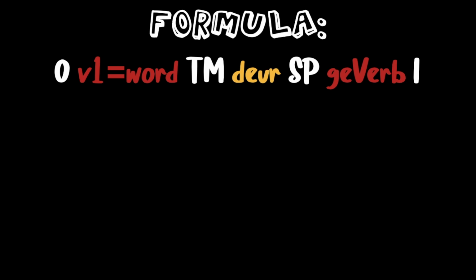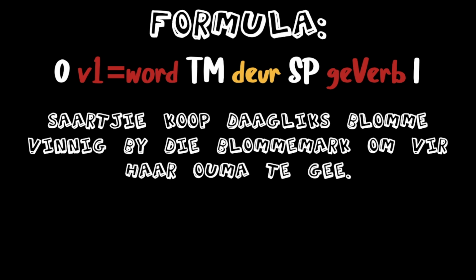Okay, so just look at this a little bit, look at the formula, and keep in mind that the association you need to make in your head is usually with the verb 1. So you need to make in your head, okay, Lydende Vorm, present tense verb 1 is always word. Okay, so stompie basically. So this is just an example. So Saartjie koop daagliks blomme vinnig by die blommemark om vir haar ouma te gee.